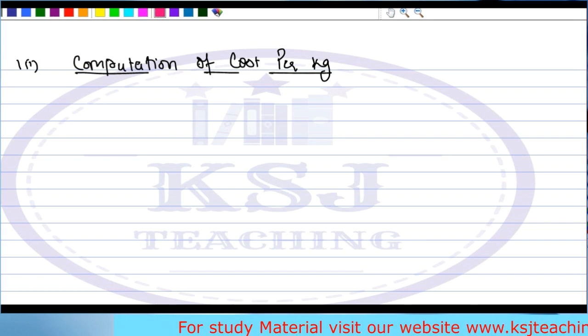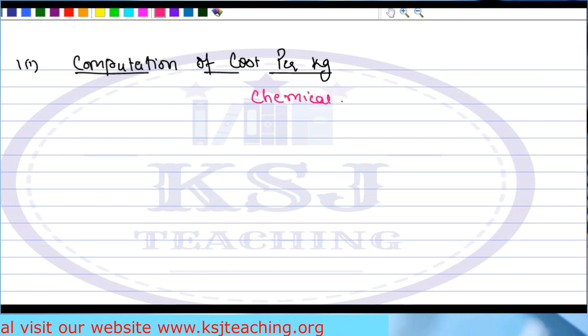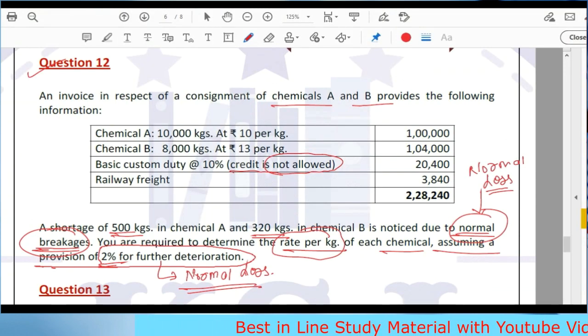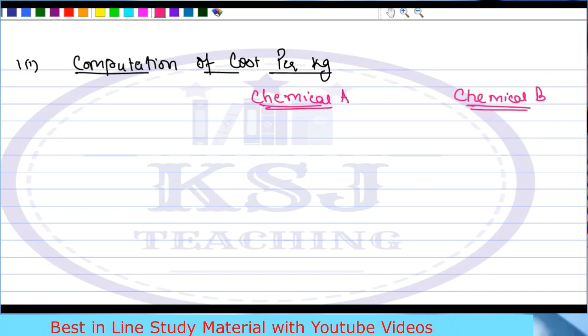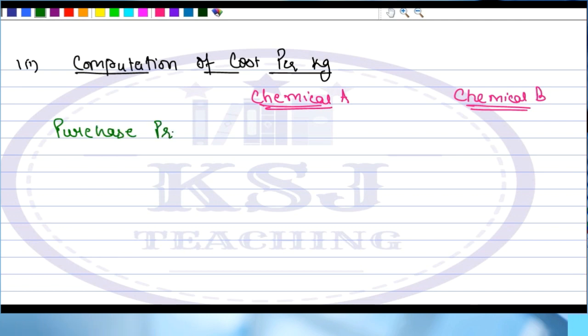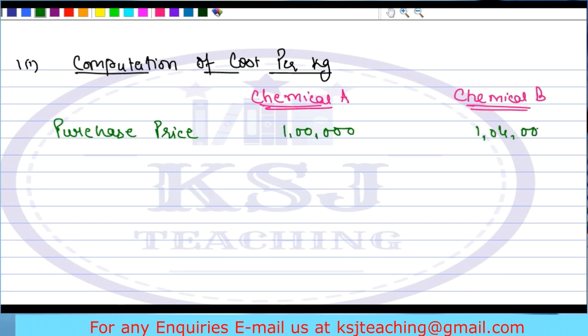So again we have chemical A and chemical B. Right, sir. So what is the invoice value? What is the purchase price, sir? Purchase price is given to you as 1 lakh and 1,04,000. What is the purchase price? It is 1 lakh and 1,04,000, right?